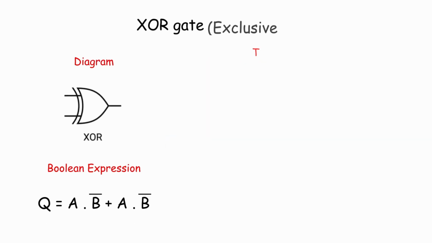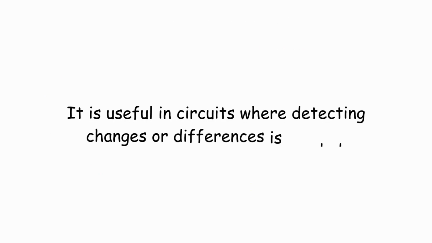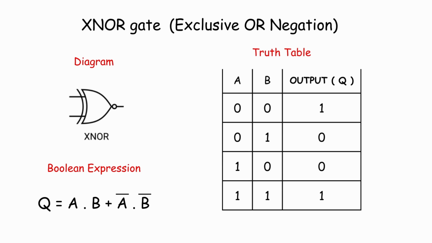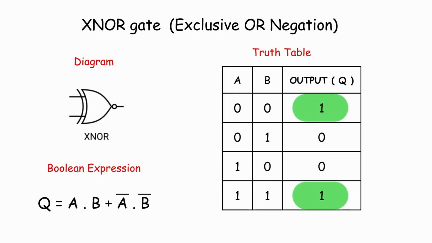XOR gate, exclusive OR. The XOR gate returns 1 only when the inputs are different. It is useful in circuits where detecting changes or differences is needed. XNOR gate, exclusive OR negation. The XNOR gate is the inversion of XOR. It returns 1 only when the inputs are the same.